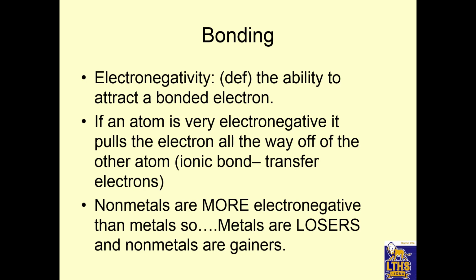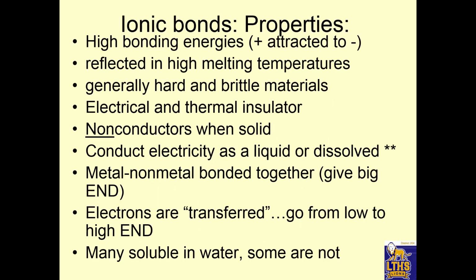Just to review, electronegativity helps us decide what's going to happen to electrons. If an atom is very electronegative, it pulls the electrons all the way off the other atom, and that's when you get an ionic bond. So an ionic bond is a transfer of electrons because one atom, the non-metal, is more electronegative than the other atom, so metals lose their outer electrons, non-metals gain, and that makes an ionic bond. You get oppositely charged things.